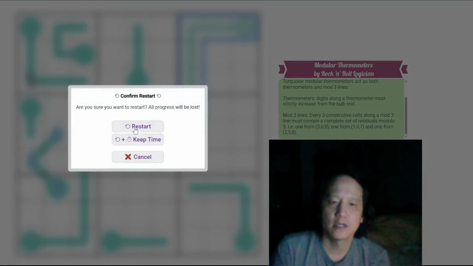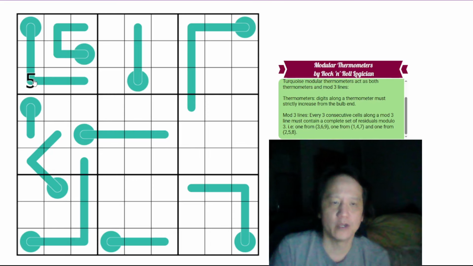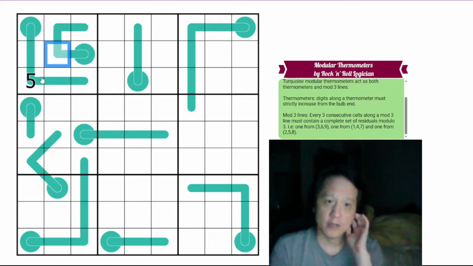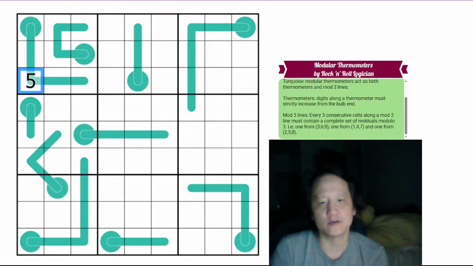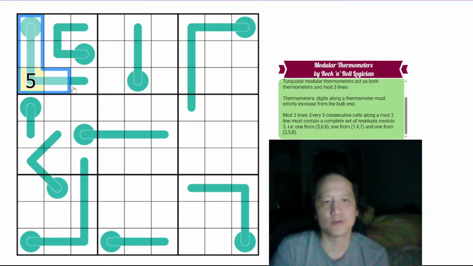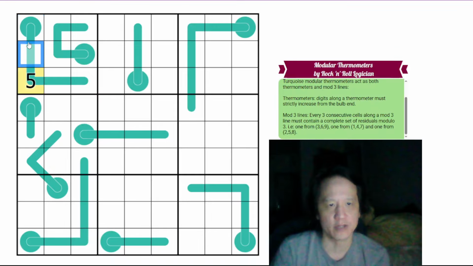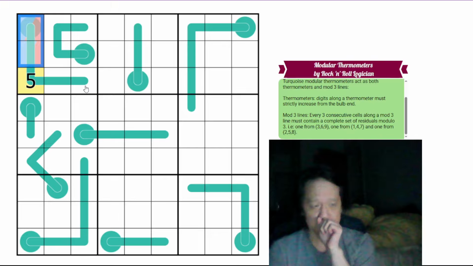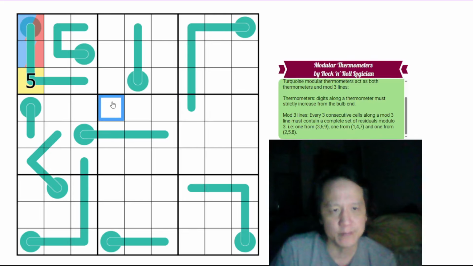Let's go. Okay, in this upper left-hand box, we have a 5, so that is essentially 2 mod 3, which we'll mark as yellow. That means the rest of the thermometer cannot be yellow, because in this set of 3, we have to have a 1 mod 3 and a 0 mod 3. So this is a blue. We're going to make red 1 mod 3, and blue 0 mod 3.